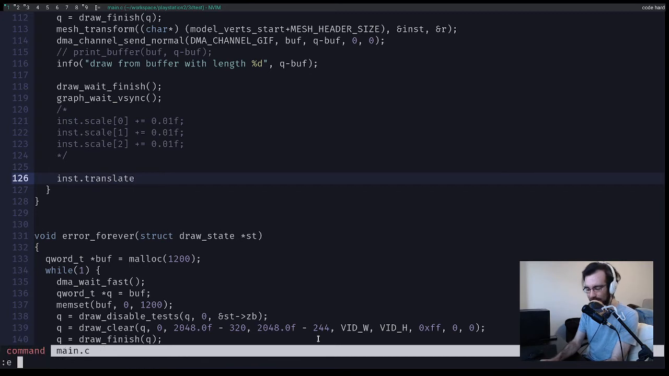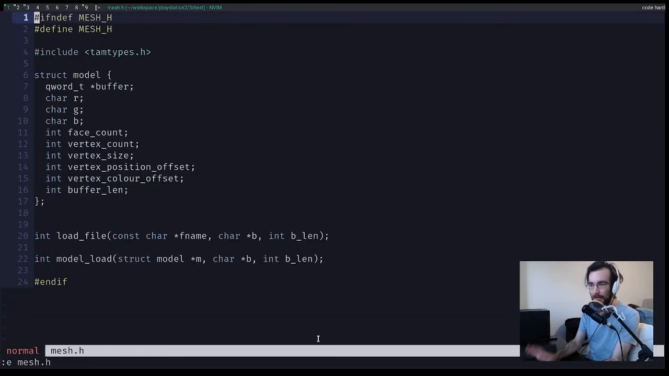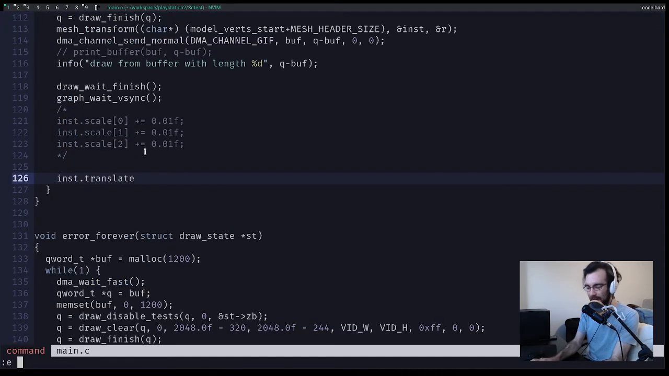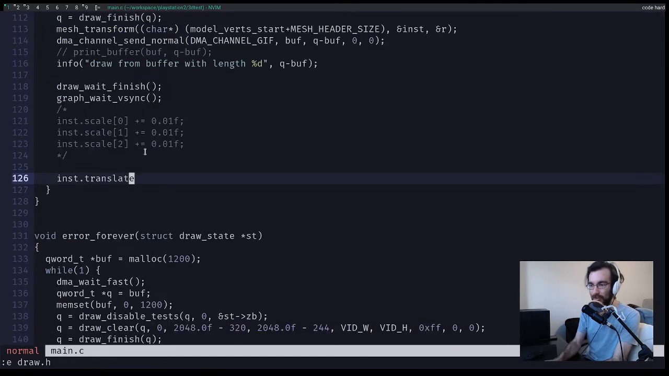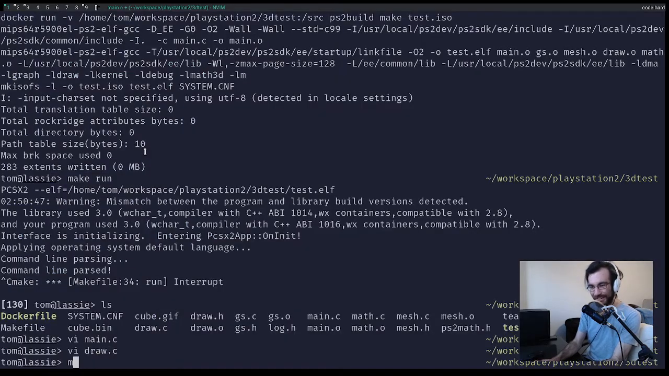Inst.position.translate. What did I call this? Mesh. I've got some leaky abstractions here. We need to clean this up a bit. We're kind of mixing loading a model and moving a model and drawing a model and some hardware components in here. As this grows we're going to segregate things a little bit more, but for now we're just going to live with this. I think it must be in draw.h. Model instance. We're calling it translate 0. So let's try and move the X coordinate as this goes.